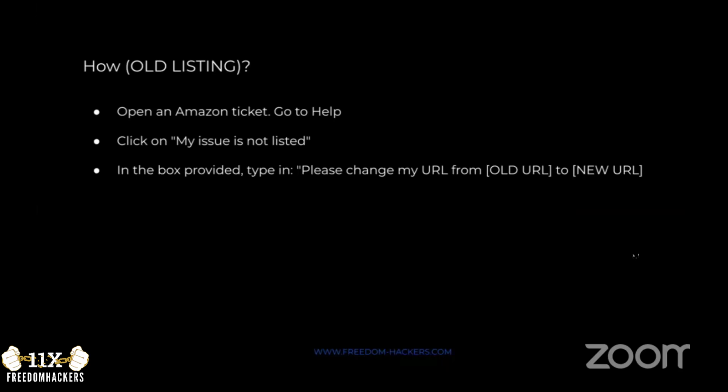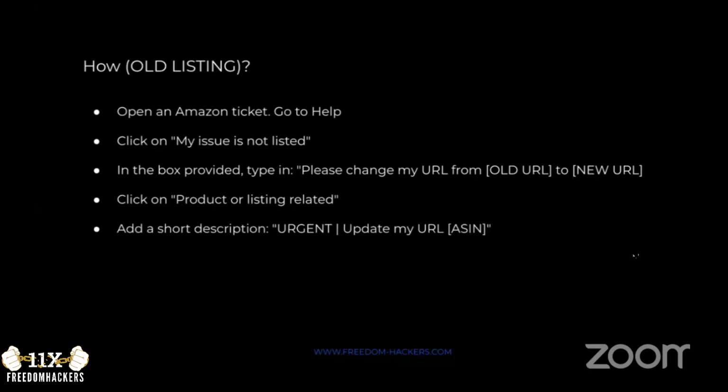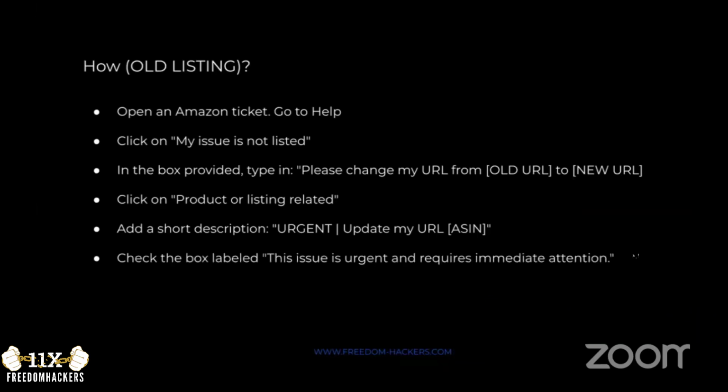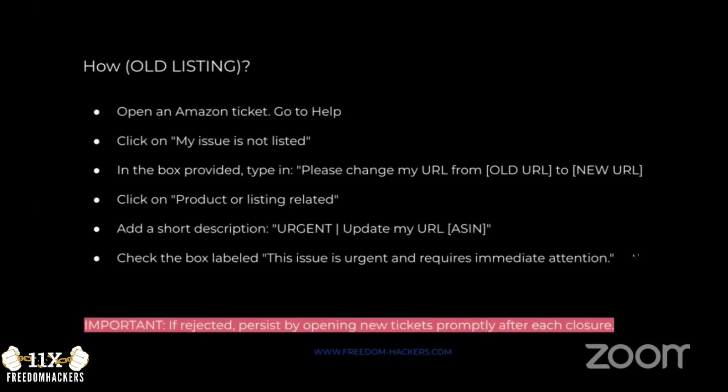What about old listings? Let's say that you want to change it. Well, then you ask Amazon: you create a ticket with seller support and ask them to change it. You just select that the issue is not listed, and in the box provided, write, okay, please change the URL from this to this. Set it up so that it's product listing related, and in the description you can add that this is urgent, update ASAP.